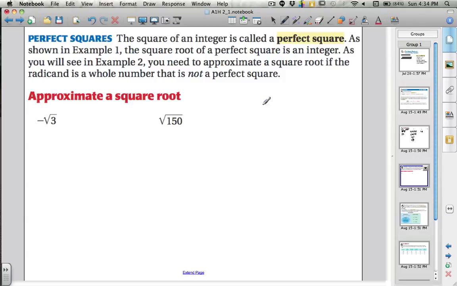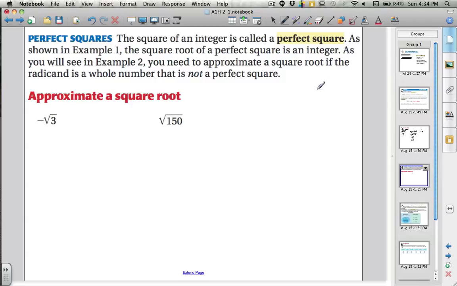Okay, if we continue on thinking about perfect squares, the square of an integer is a perfect square. So 1 squared is 1, 1 is a perfect square. 2 squared is 4, 4 is a perfect square. 3 squared is 9, 9 is a perfect square, as are 16, 25, 36, 49, 64, and on.